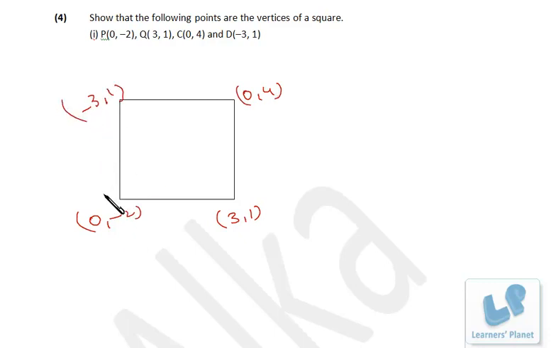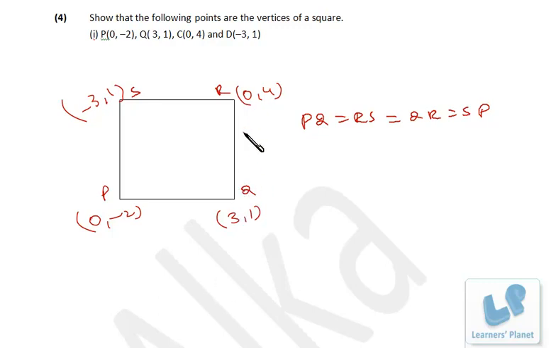This is P, Q, R, and S. Now, if these 4 points are vertices of a square, that means PQ is equal to QR is equal to RS is equal to SP. So simply put up the distance formula and find out the lengths of PQ, RS, QR and SP. If they are the same, then definitely it will be a square. So let's do that.